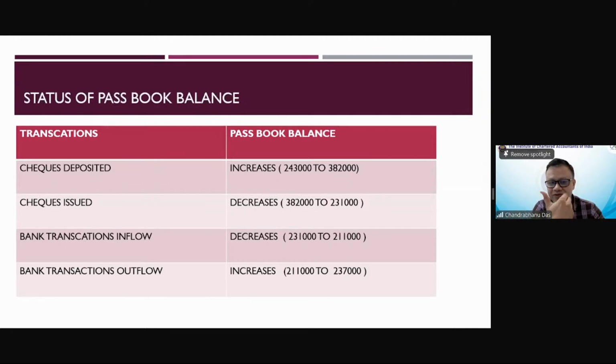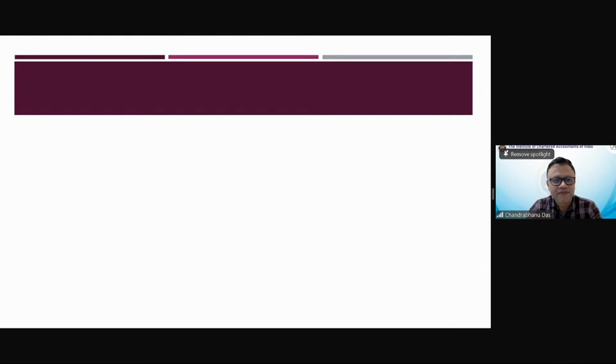Now, whatever inflow is there, you should always deduct it from the passbook, and whatever outflow transactions are there, you increase. That means here you are just doing the reverse. Any inflow you are decreasing, outflow you are increasing. So if we go with this method, and if you remember these four lines, definitely we can solve the reconciliation problems. We can understand it better.